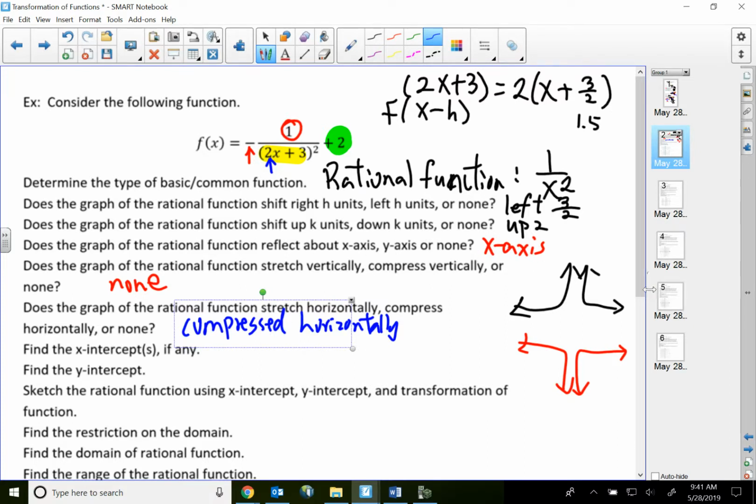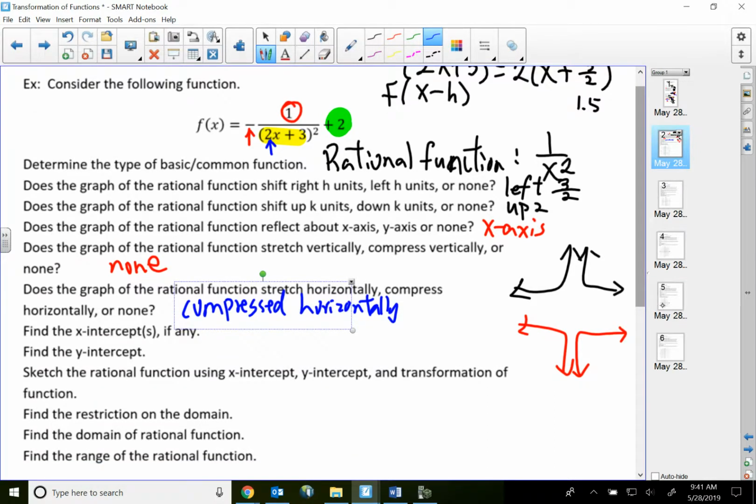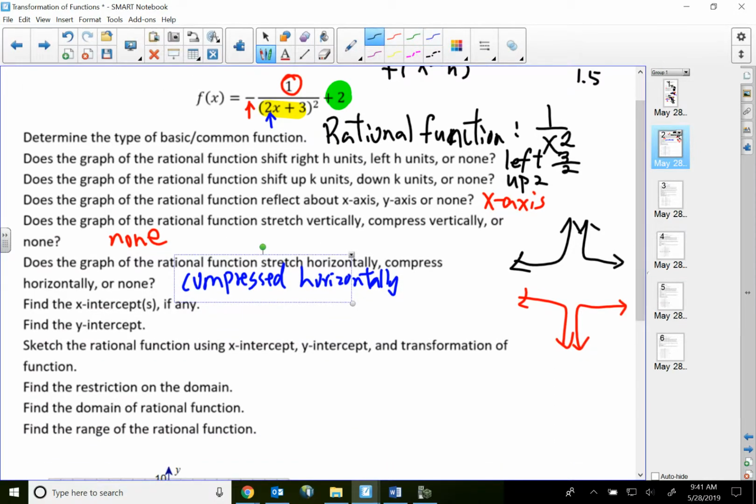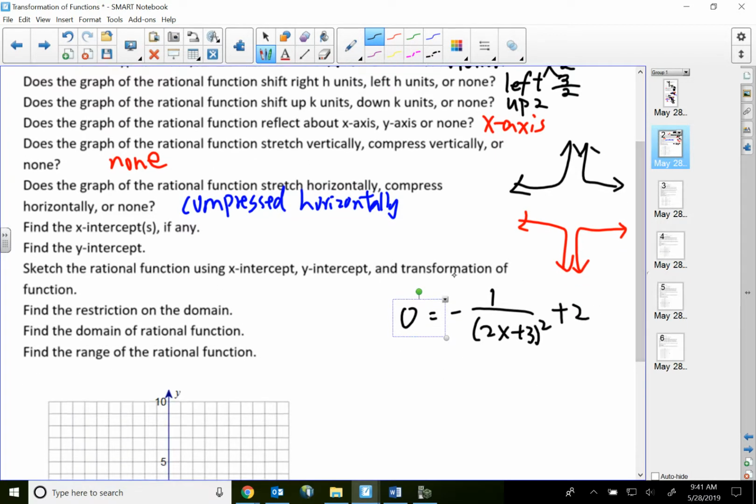Let's find the x-intercept again. Find x when y is equal to 0. So that will be 0 equals -1 over 2x plus 3 whole thing squared plus 2. Again, my variable term is negative, so I'm going to move this term to the left side. That gives me positive 1 over 2x plus 3 whole thing squared equal to 2.